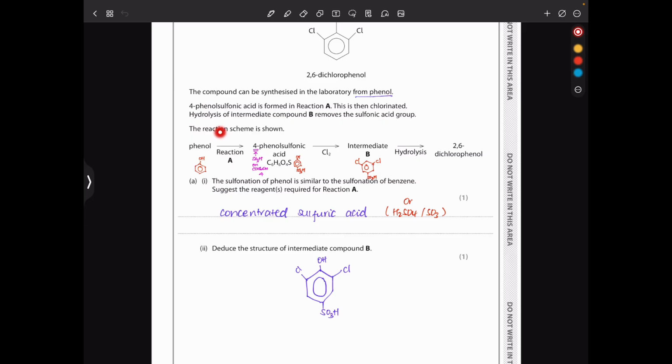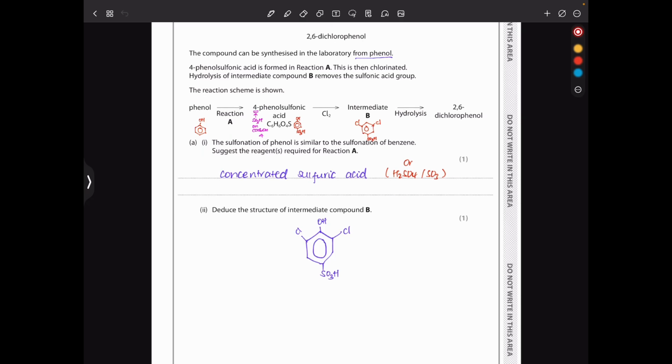So they say the reaction scheme is shown. Remember, they say there is reaction 1 where sulfonation takes place, and then chlorination, and then hydrolysis to remove the sulfonic acid group. In part A, they say the sulfonation of phenol is similar to the sulfonation of benzene, suggest the reagents required for reaction A. We need concentrated sulfuric acid, or you could say fuming sulfuric acid, as you see there.